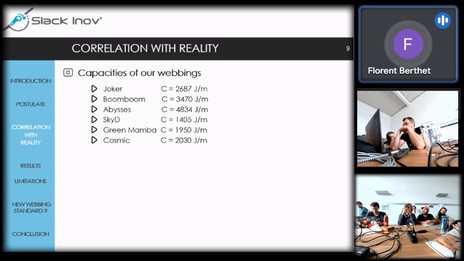1400 joules per meter. So even if the Sky Diamond's MBS is the highest of all our webbings, the Sky Diamond appears to be the weakest webbing of our catalog, with that way of calculation.